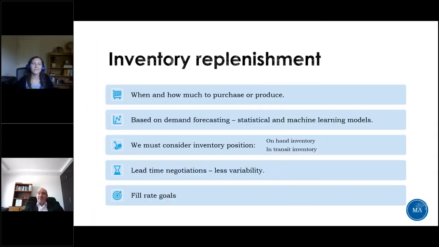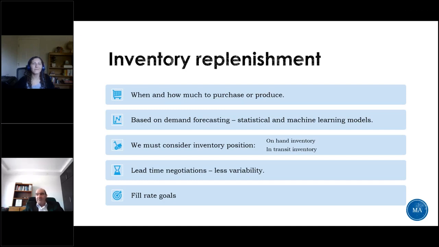So what is inventory replenishment? When and how much to purchase or to produce? That's a basic question and has always been and will always be a difficult one. Then, based on demand forecasting, we have to do the inventory replenishment, not only on historical data. We have to use forecast. That's why we use forecast. Statistical forecast or machine learning models, they are all still very good models. And if we can combine them, it might be an even better model.